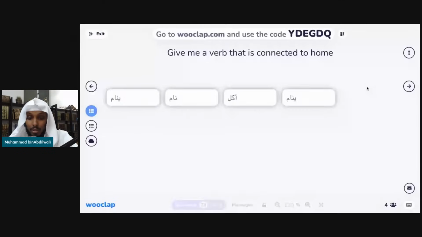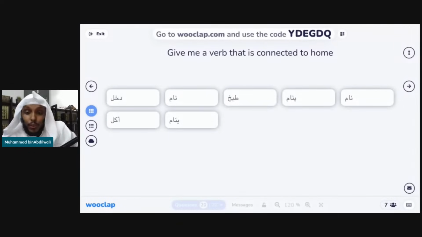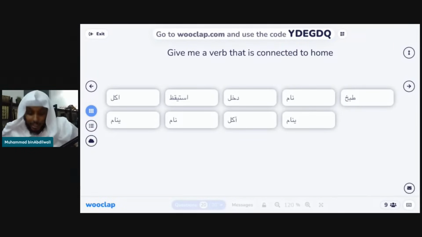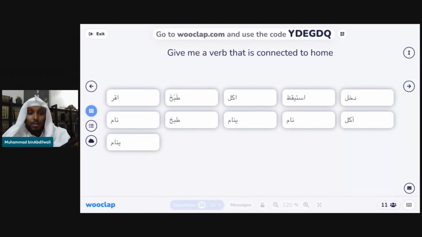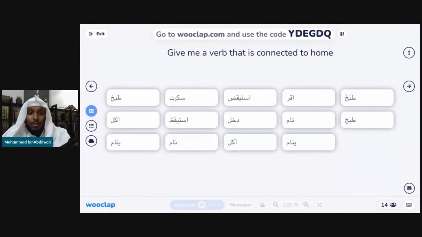So something you'd normally do at home. Anything that's connected to home. Right? Give me a verb. Bismillah. In Arabic, أكل, نعم. Even though you might eat outside as well. But of course, mainly you eat at home. I hope at least you do.